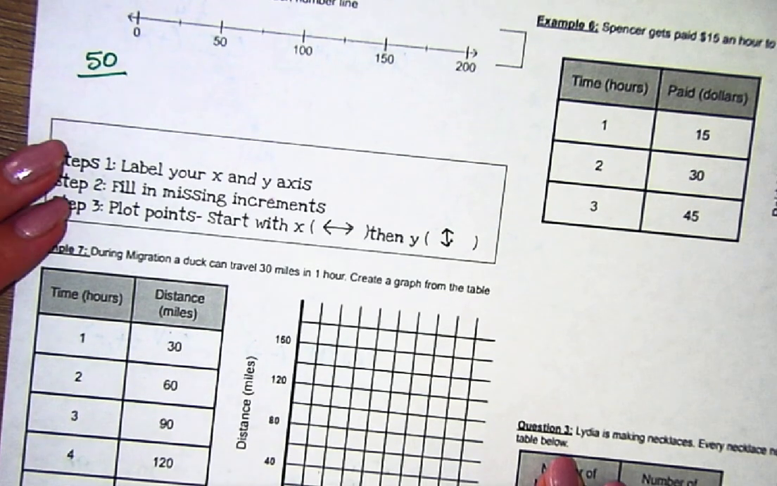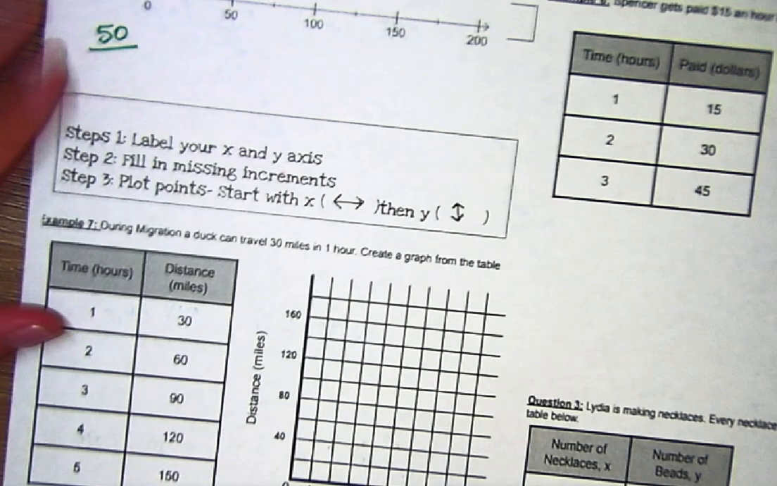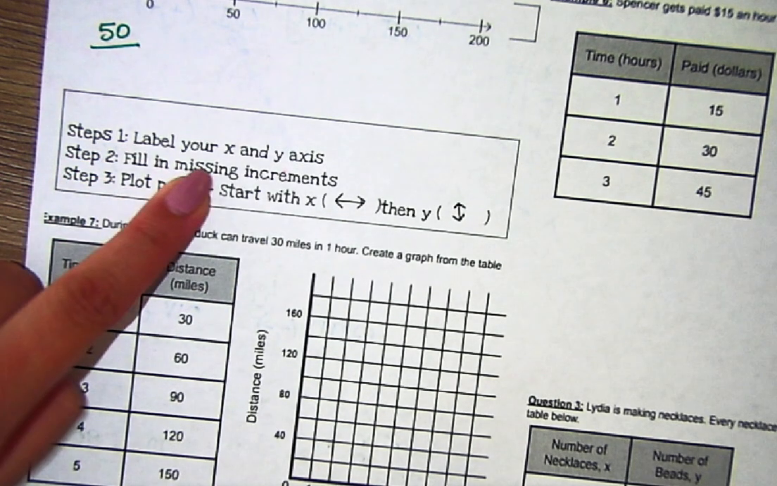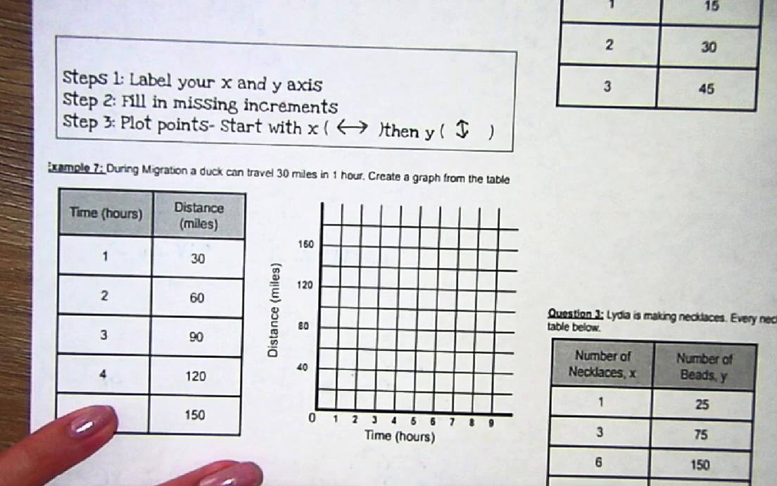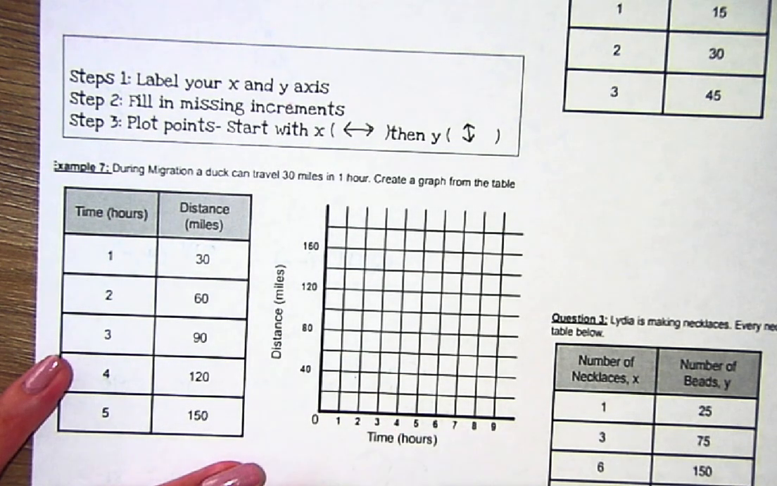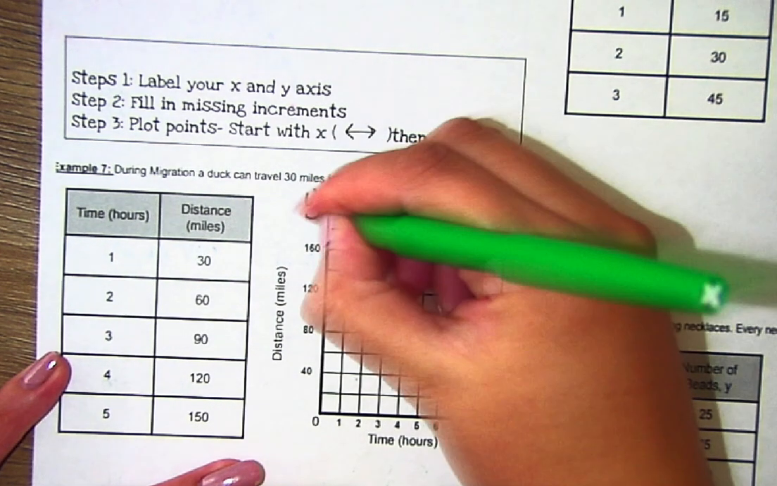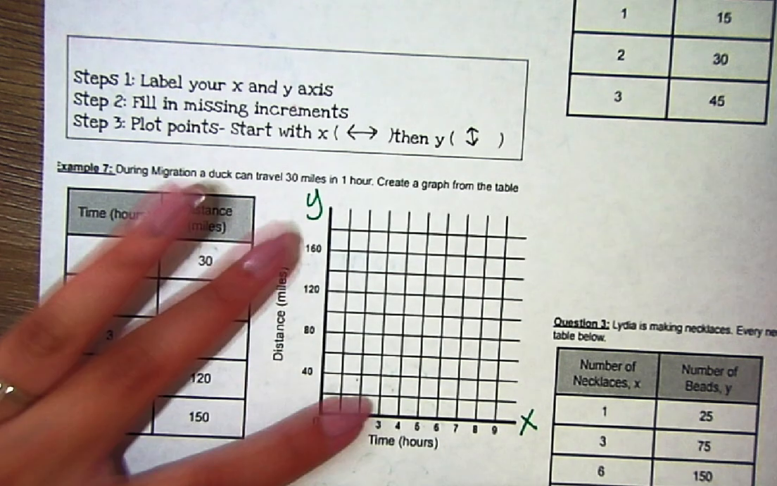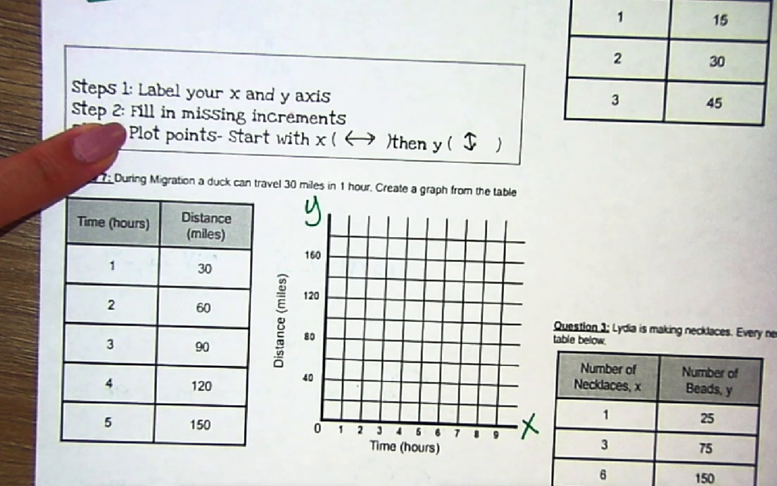Okay, the next part, now we are going to be creating our graph. So I wrote down the steps. The first step you need to do is label your X and Y axis. So I'm going to look at this graph right here. Before I even read it, I'm already labeling my X axis and my Y axis. And I'm checking for these 3 things here. So if you don't have one, it's going to be points off.